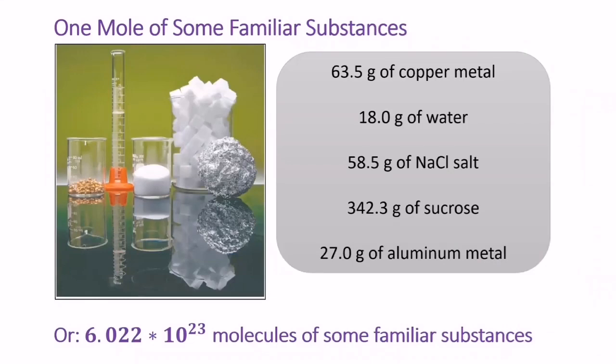This image shows 1 mole of some familiar substances: copper, water, table salt, sucrose, and aluminum. Each of these samples has a different mass, but they all contain the same number of entities, which is 602 billion trillion, or 1 mole. You can see that the amount of this substance is much easier to work with and might be close to something we'd use on the laboratory scale.